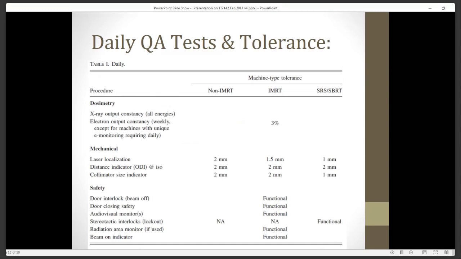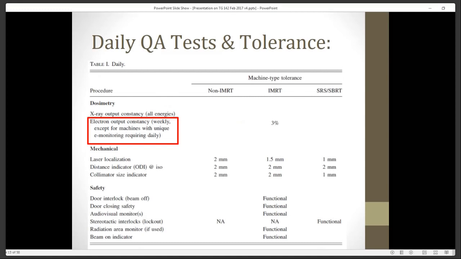A couple things here to note. You can see on the right that those tolerances are broken down by the use of the machine: non-IMRT, IMRT, and SRS, SBRT. One thing that surprised me when I looked closely is that electron output constancy is specified as only a weekly check, whereas I've never really heard of it being done on a weekly basis. I've always seen it as daily, so I found that a little bit surprising.